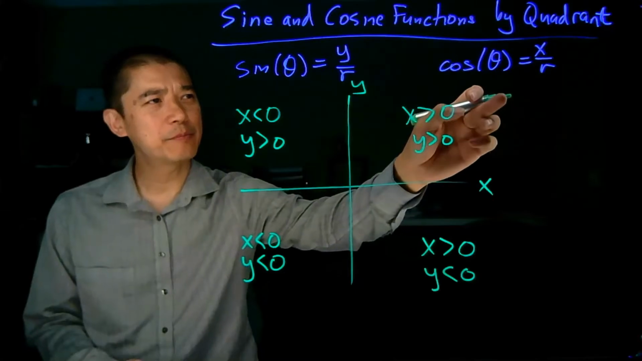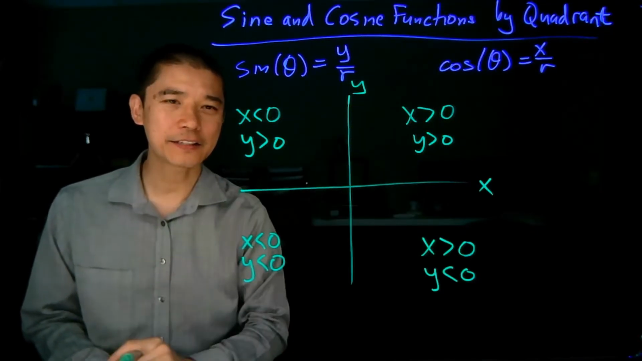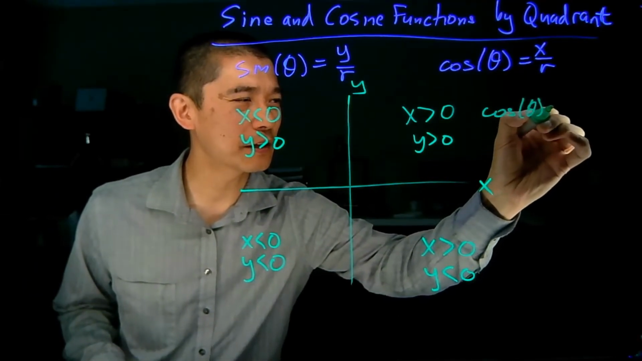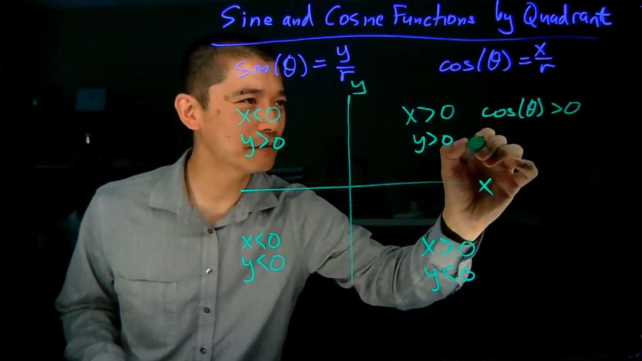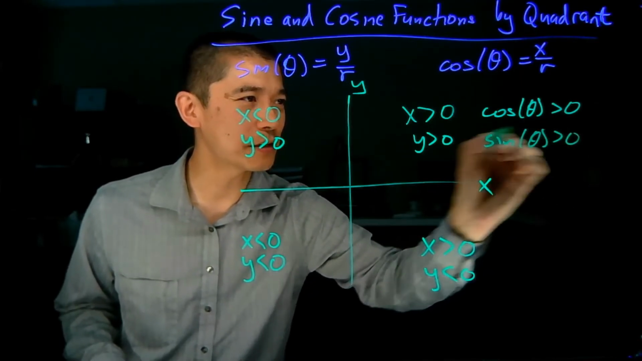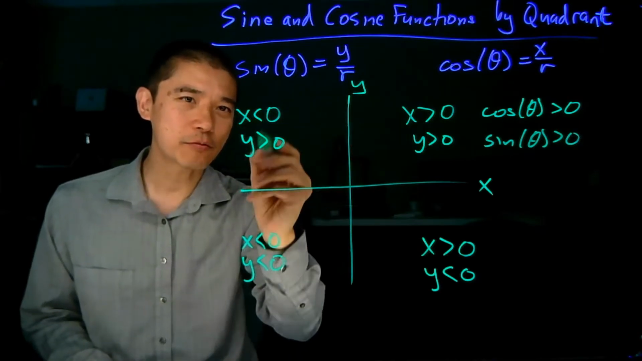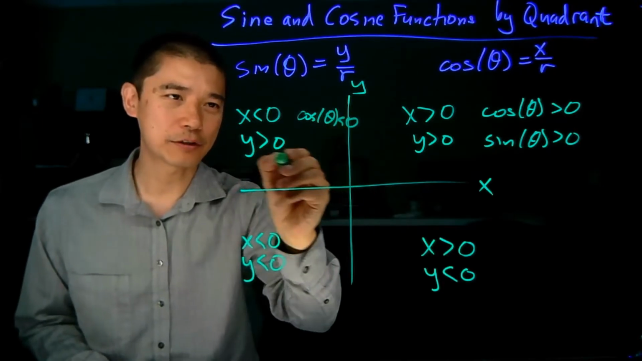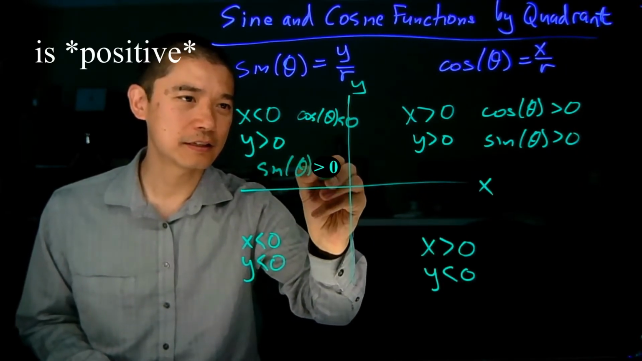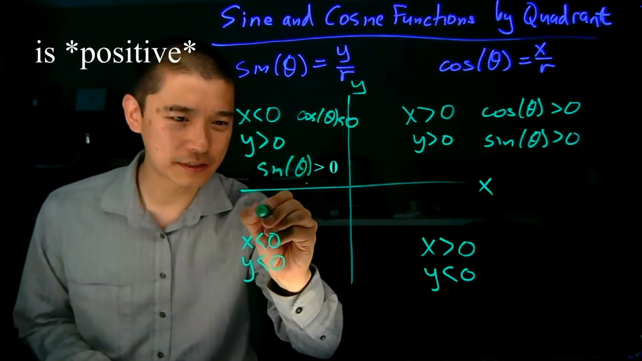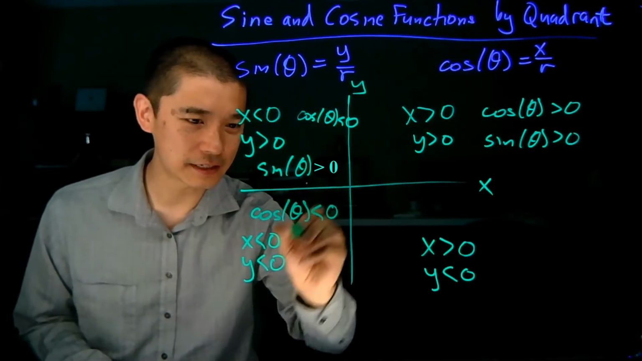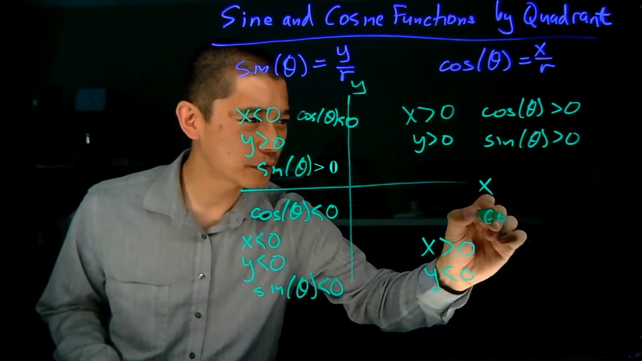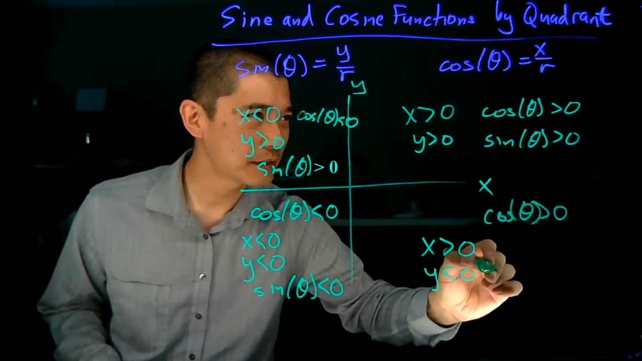But from the observation we made previously, this actually tells us everything we need to know about the sine and cosine functions. Cosine theta, if theta is in the first quadrant, is going to be positive, and sine theta is going to be positive in this first quadrant. In the second quadrant, we're going to see that cosine theta is negative, and that sine theta is positive. Down here, we can say cosine theta is negative and sine of theta is negative. So this is quadrant 3. And then in quadrant 4, cosine theta is positive and sine theta is negative.